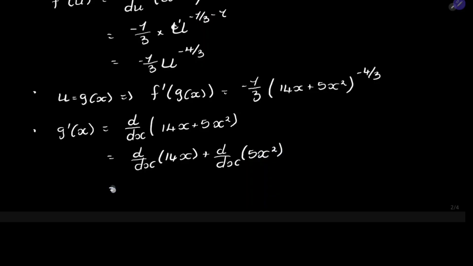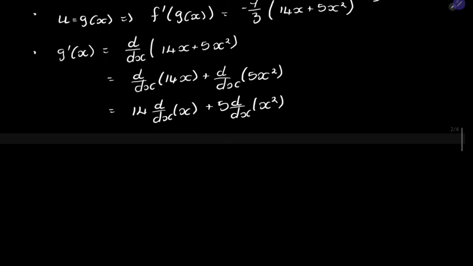That is from our sum rule, which is equal to 14 times the derivative with respect to x of x, plus 5 times the derivative with respect to x of x squared. This is from our constant multiple rule, equal to 14 times the derivative of x, which is 1 from previous examples, plus 5 times the derivative of x squared, which is 2x. This gives us 14 plus 10x.